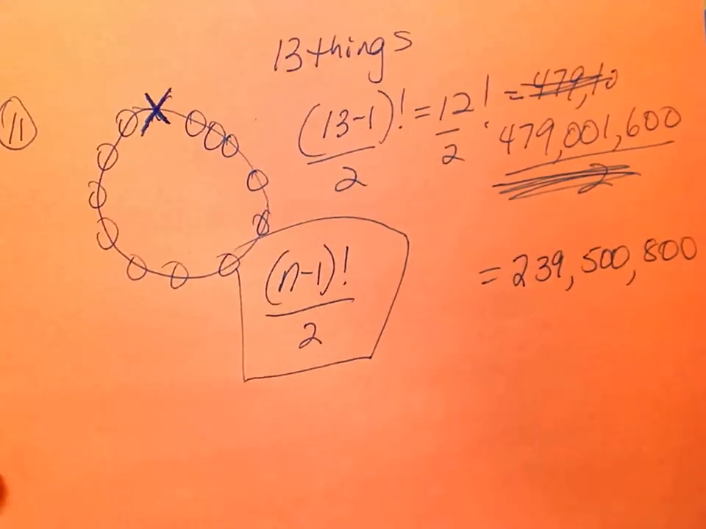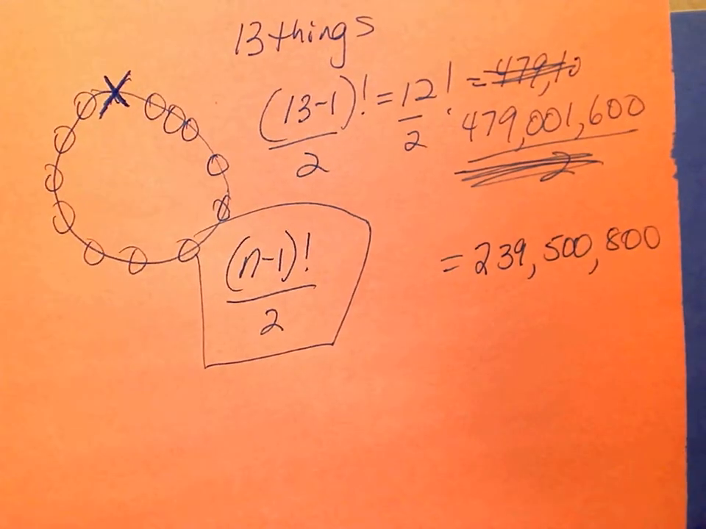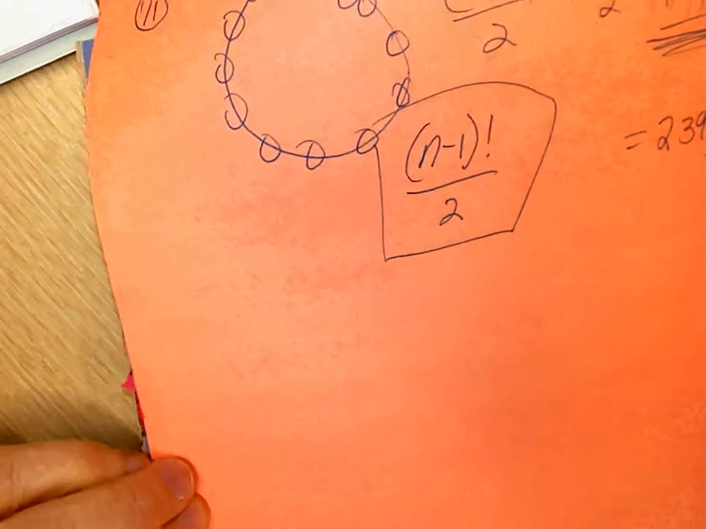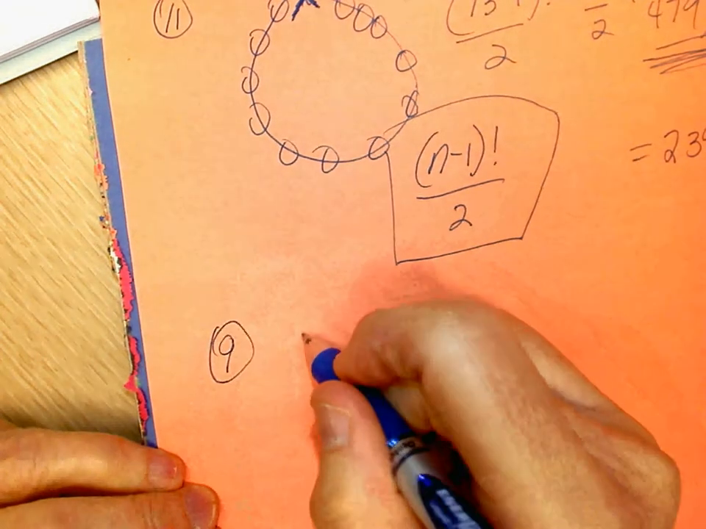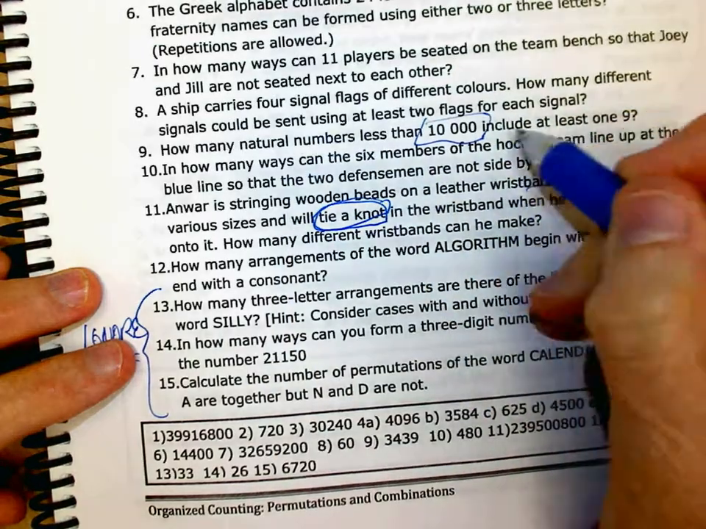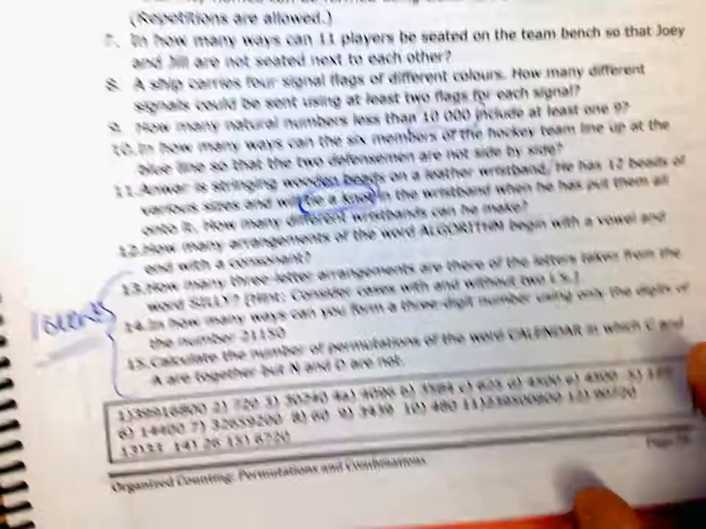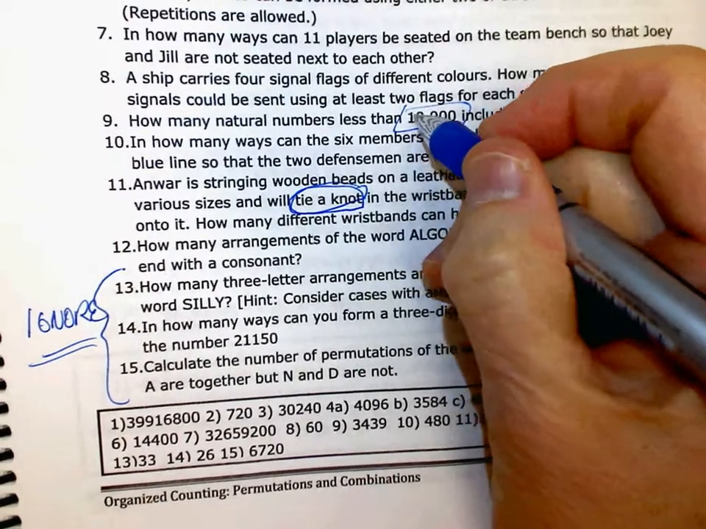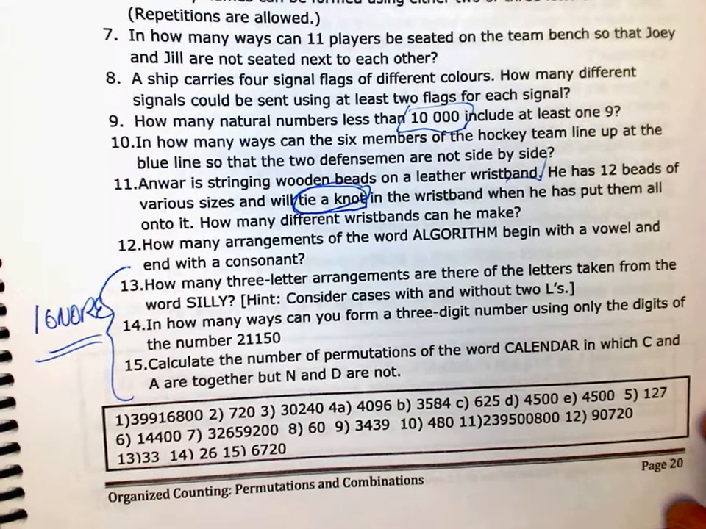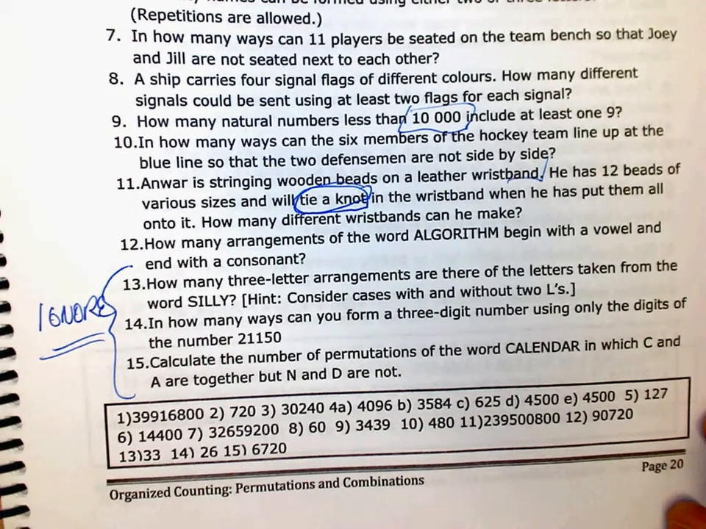Number 9? Sure. How many natural numbers less than 10,000 include at least one 9? So we want, no, sorry, natural numbers. Here, I'll show you the question. How many natural numbers less than 10,000 include at least one 9? So if it's less than 10,000, we're looking at 4-digit numbers.